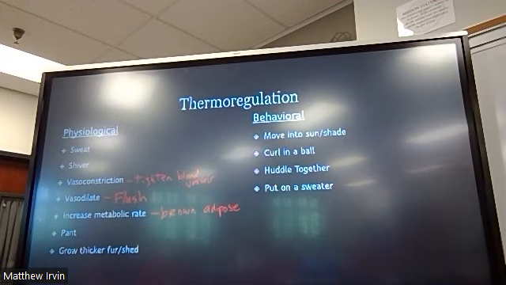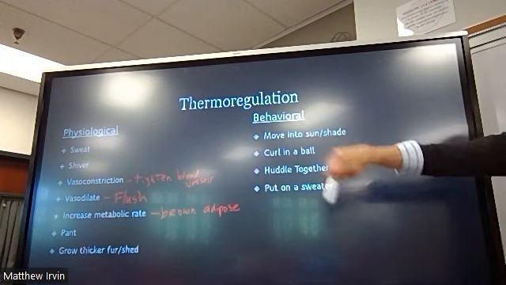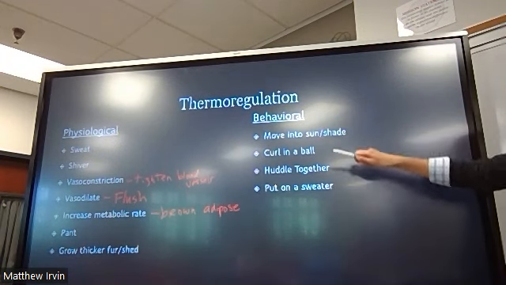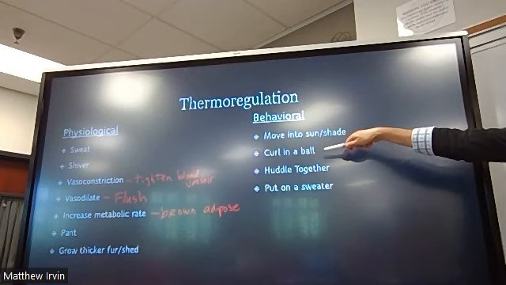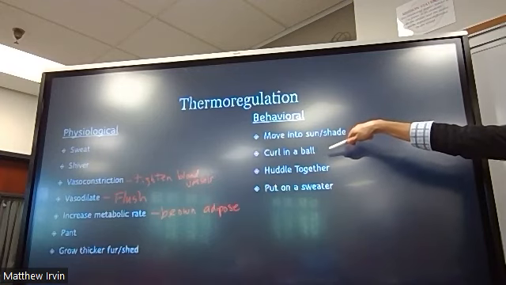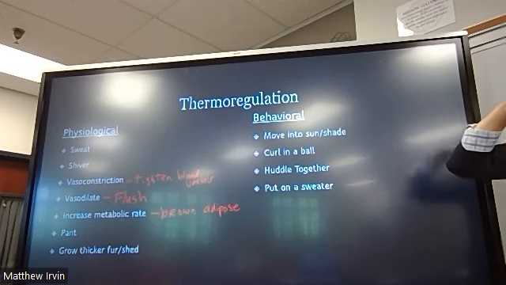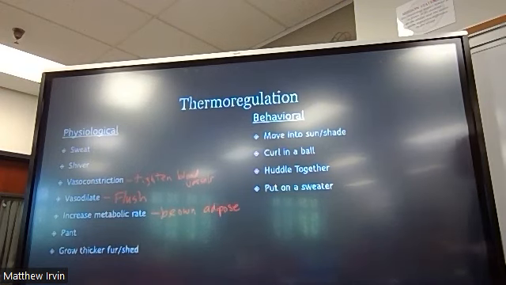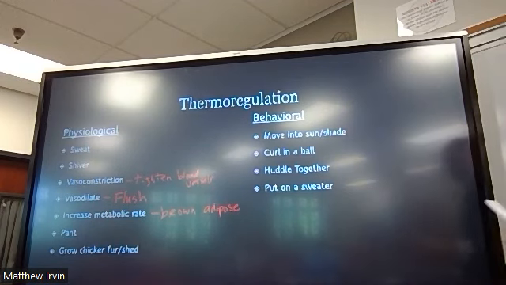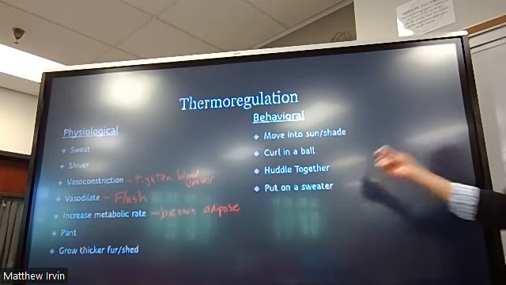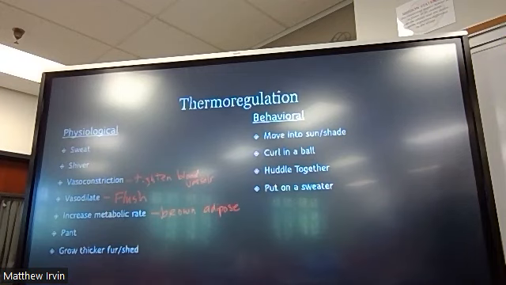So other behavioral things: turtles moving into the warm sun. When animals are cold, they curl into a ball. Why? How does that conserve heat? Surface area. Of course, when it's hot, they'll spread out. Things will huddle together. And then your parents will say, you know, put on a sweater or contribute to the electric bill, one of the two.